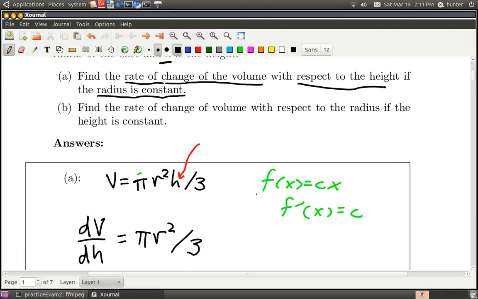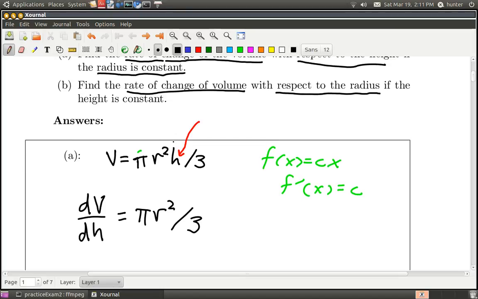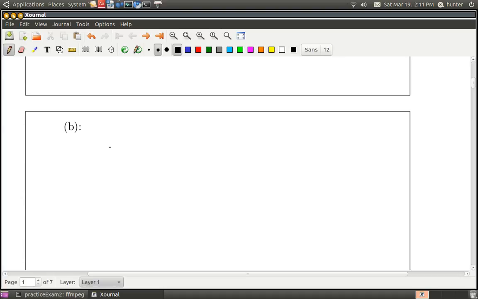And now let's go into part B. So for part B, we're going to do something similar. Still going to find the rate of change of volume, but this time it's going to be dV dr, and we're going to pretend like height is a constant. Okay, so let's rewrite the formula. V is equal to pi r squared h over 3.